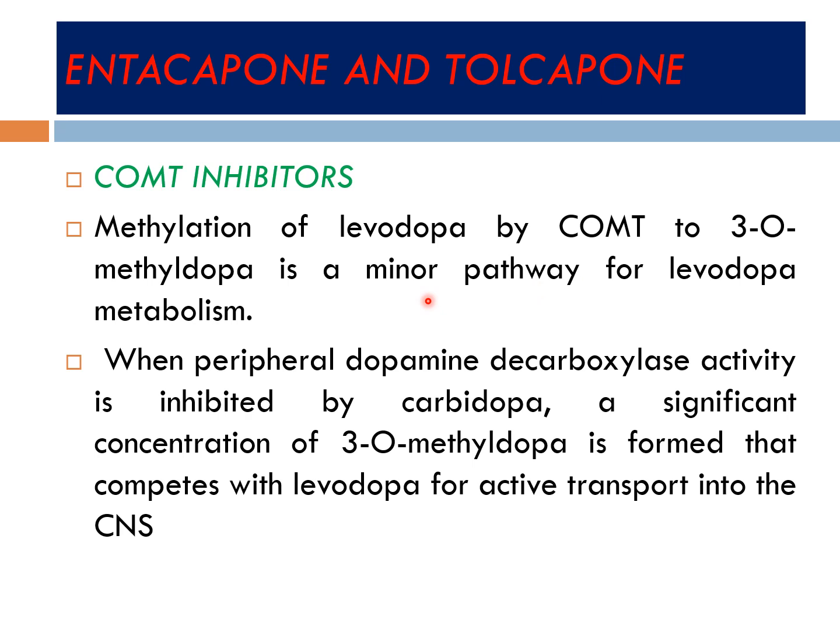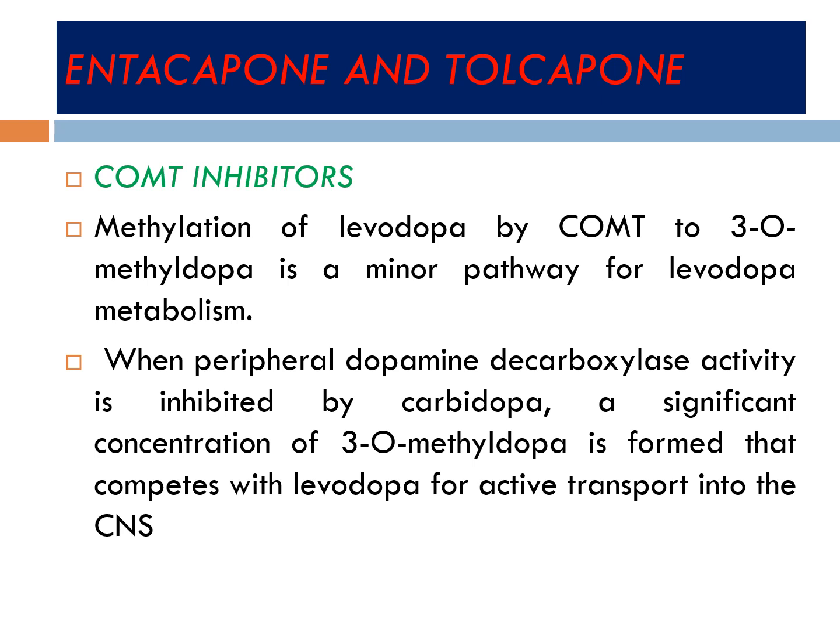We have already discussed the main pathway for levodopa metabolism. But the important point to remember here is that when levodopa is metabolized, it is converted into 3-O-methyl dopa by this COMT enzyme. This 3-O-methyl dopa, which is a metabolite of levodopa, competes with levodopa for active transport into the CNS. So if this metabolite is formed, then of course the level of levodopa which has to reach the CNS will also decrease. So we need to give COMT inhibitors to increase the level of levodopa in the CNS.